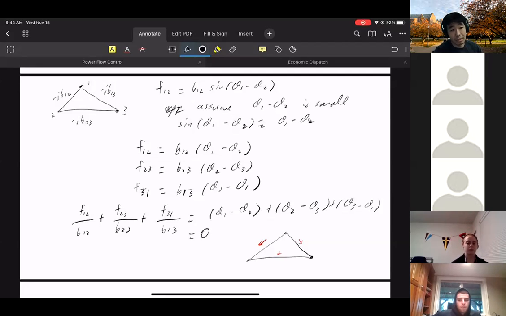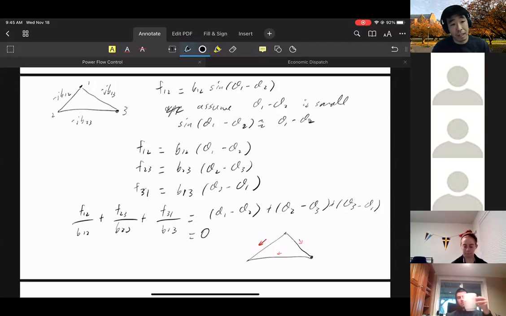There are only so many angles you can change in the network. Because there are only n minus 1 degrees of freedom for angles, it turns out all the line flows are coupled to each other. You have this sort of equation that must hold. And this is essentially a realization of Kirchhoff's voltage law. Kirchhoff's voltage law says the voltage drop in any closed loop must add up to zero, and this is a realization of that.